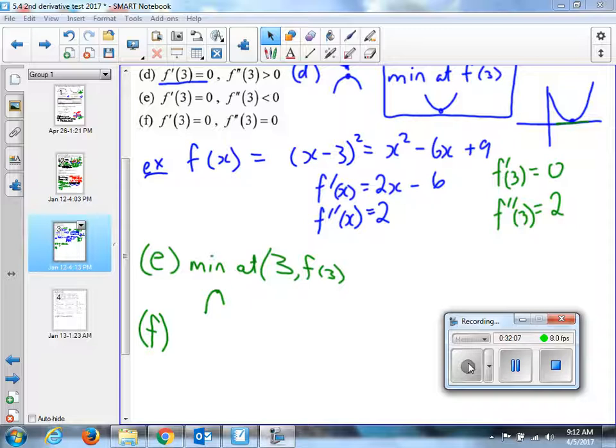Why did I draw it downward? Thank you. Because you said minimum, but I was actually thinking maximum. Because when it's less than... Oh, yeah. Thank you. It's a maximum.